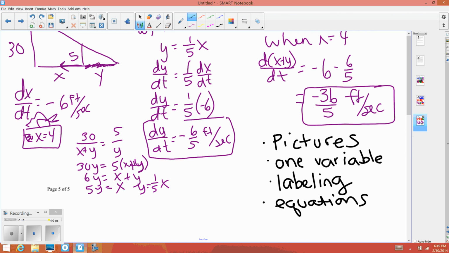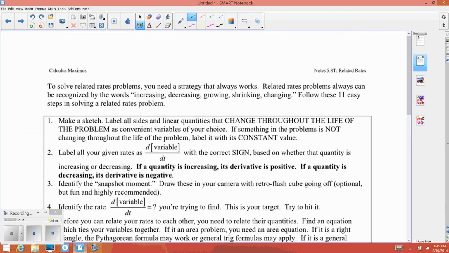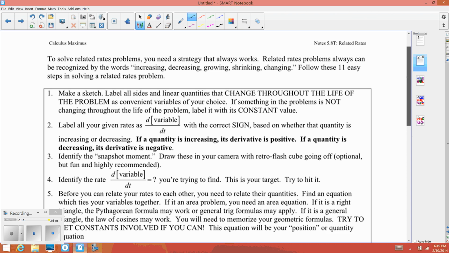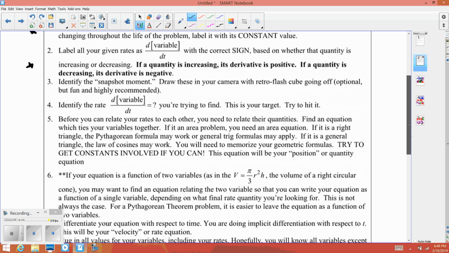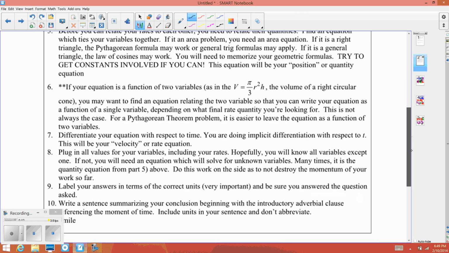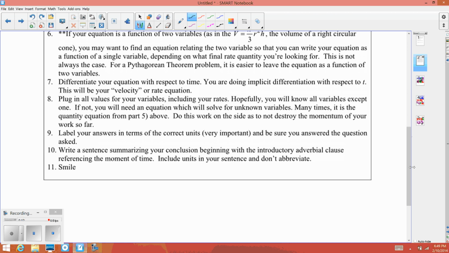If you ever get stuck, you have this page in your notes, 11 easy steps to solve these. Look, picture, that's what I just talked about. Labeling, all right, identify the rate you're trying to find. Do as much as you can in the beginning, and it'll make everything else easier. So keep working on your problems. I know you can do it. Don't give up. And the last step, make sure you smile when you finally do accomplish something.